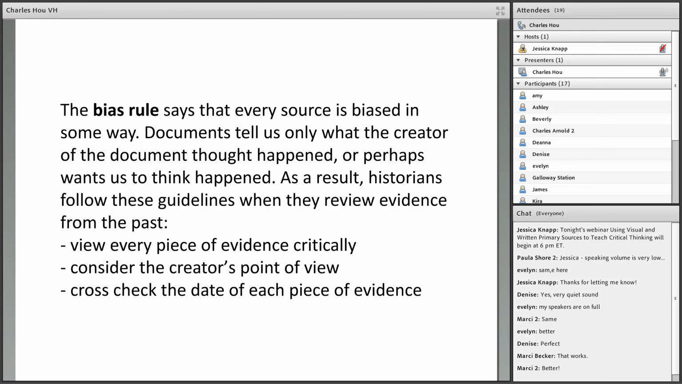And guess what? The bias rule says every source is biased in some way. Documents tell us only what the creator of the document thought happened or perhaps wants us to think happened. As a result, historians follow the following guidelines. View every piece of evidence critically. Consider the creator's point of view.